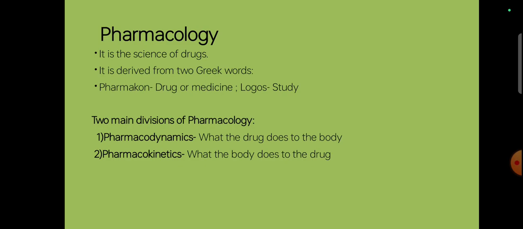It also includes history, source, physiochemical properties, dosage form, methods of administration, absorption, distribution, mechanism of action, biotransformation, excretion, clinical uses and adverse effect of drug. Clinical pharmacology evaluates the pharmacological action of drug, preferred route of administration and safe doses range in human by clinical trials. The two main divisions of pharmacology are pharmacodynamics and pharmacokinetics. Pharmacodynamics means what the drug does to the body and pharmacokinetics means what the body does to the drugs.